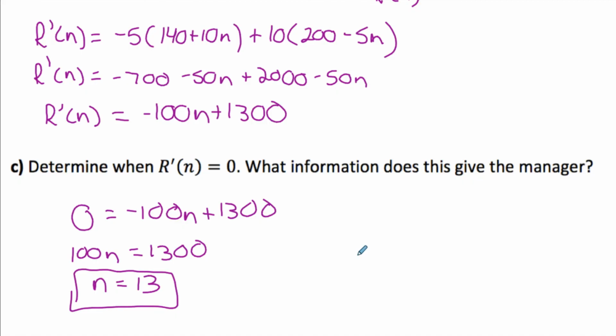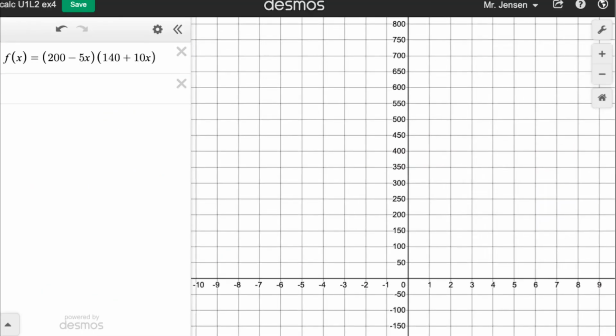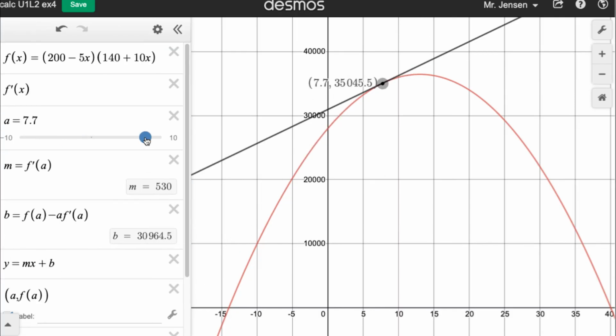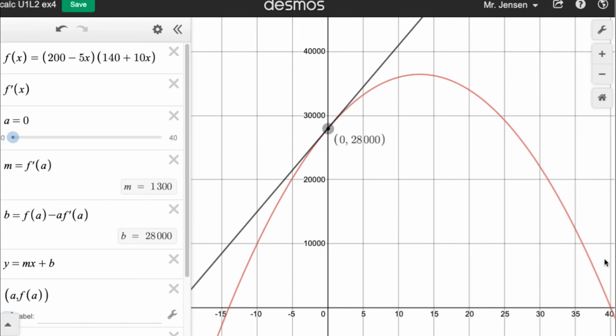So let me put these functions in Desmos. Okay, in red is the revenue function. That's our original revenue function, the product of the number sold times the price. Now notice, oh, and I also have the tangent line graphed. Remember, the derivative tells you the slope of the tangent line. So the revenue was 28,000 if they left the price the same. If they didn't do any price increases, the revenue is 28,000. That's what they made last year.